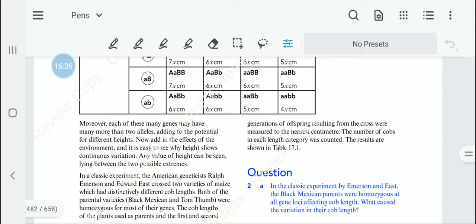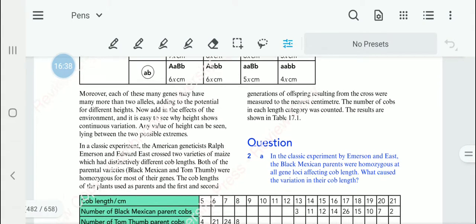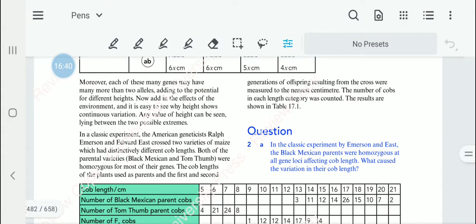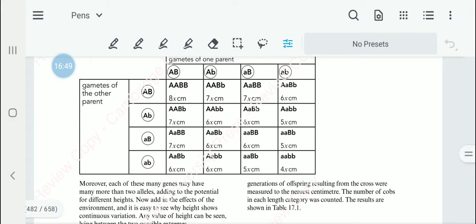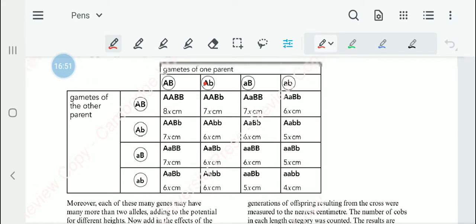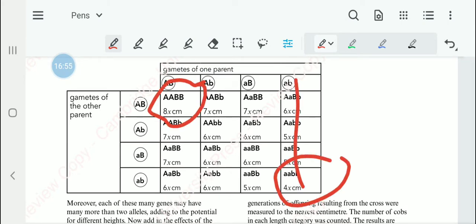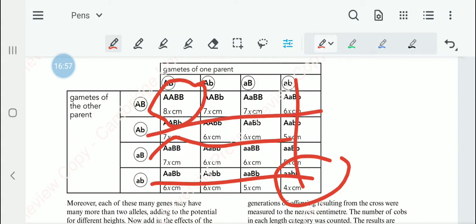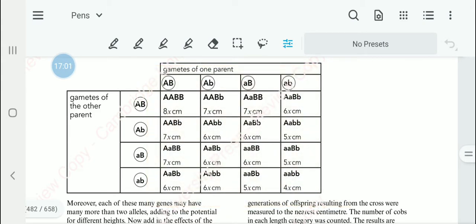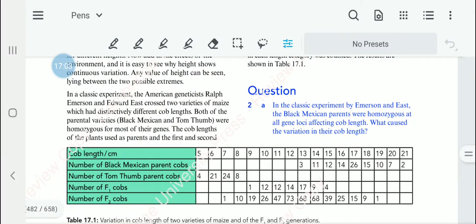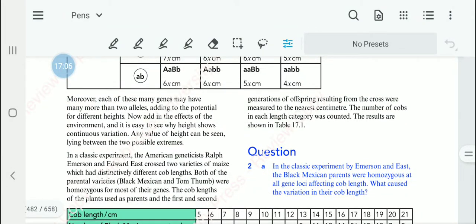Now, as you can see, the potential of heights exists between the two extreme ends. The extreme ends are 8 centimeters here and 4 centimeters here. Everything exists in between those values, right? So I hope you can understand now how it becomes a continuous variation.